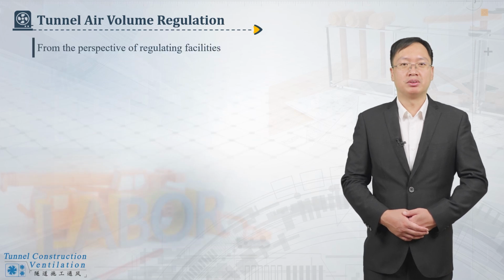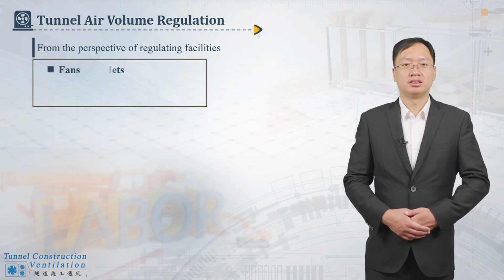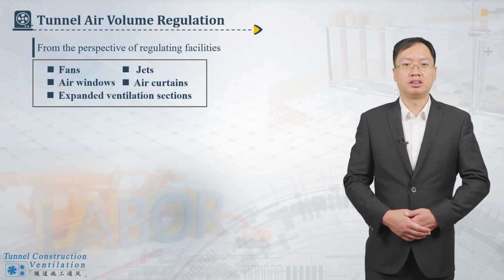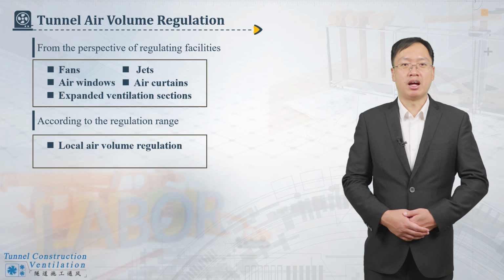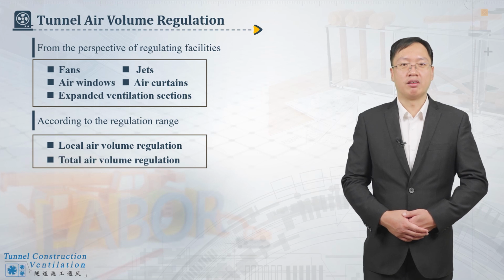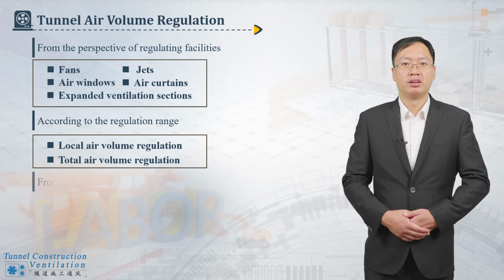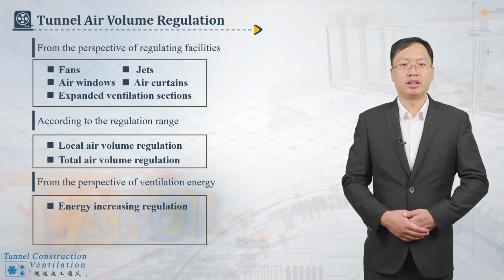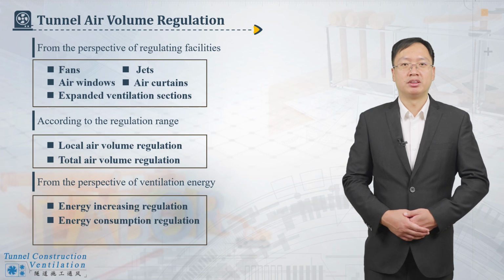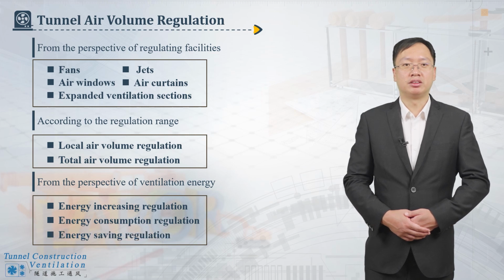From the perspective of regulating facilities, there are fans, jets, air windows, air circuits, and expanded ventilation sections. According to the regulation range, it can be divided into local air volume regulation and total air volume regulation. From the perspective of ventilation energy, it can be divided into energy increasing regulation, energy consumption regulation, and energy saving regulation.